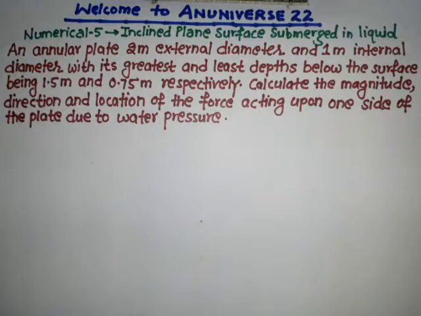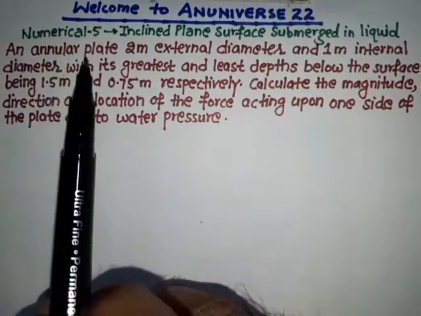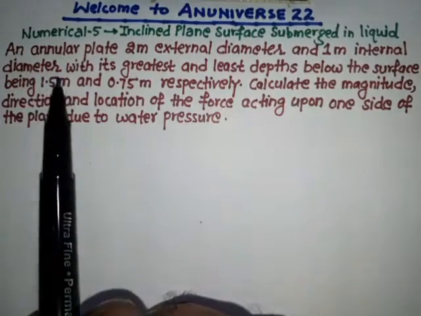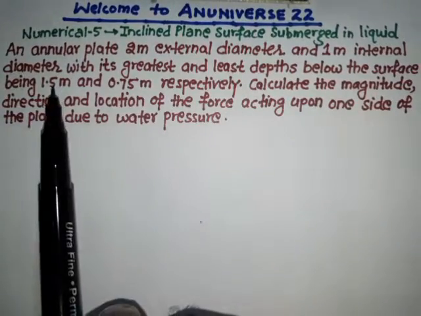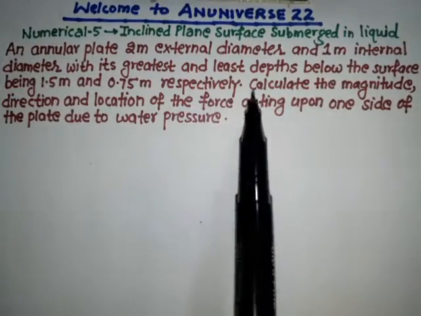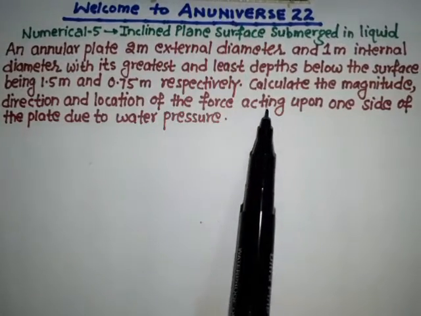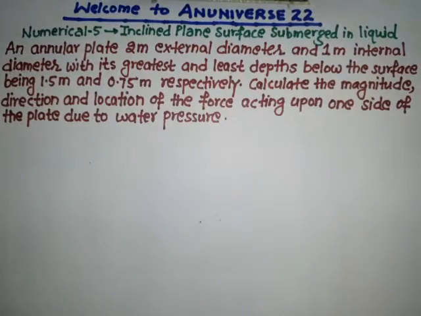In this video, we will learn how to solve the numerical on an inclined plane surface submerged in liquid. Firstly, I read the statement. An annular plate, 2 meter external diameter and 1 meter internal diameter, with its greatest and least depth below the surface being 1.5 meter and 0.75 meter respectively. Calculate the magnitude, direction and location of the force acting upon one side of the plate due to water.